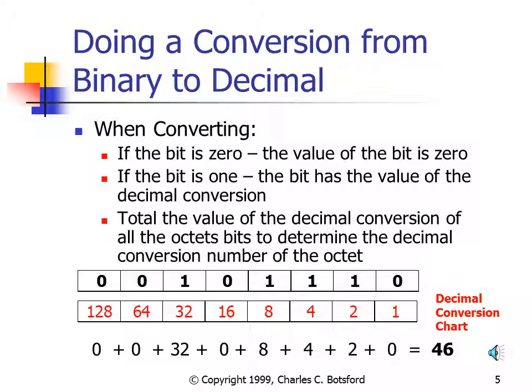There is a 1 in the 4 position, there is a 1 in the 2 position, and there's a 0 in the 1 position. So we total up all the numbers from the decimal conversion, the 32, the 8, the 4, the 2, and we get a value of 46. So this means that if, for instance, we type in the address 46 into a computer, the computer would convert it to the binary number 00101110.